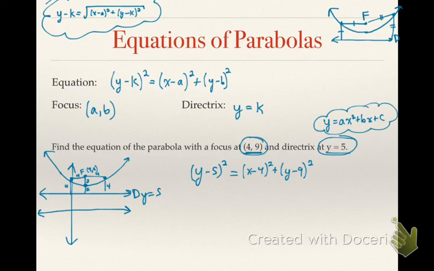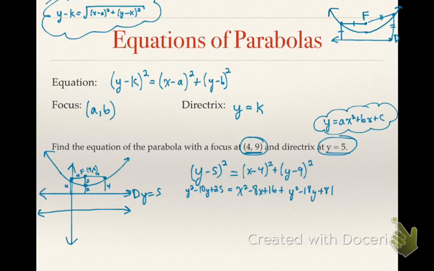Okay, so that involves a little bit of work, but not too bad of work, because we're just squaring a bunch of binomials, and then we're going to combine like terms to get y by itself. So squaring this y minus 5, I get y squared minus 10y plus 25 equals, square the x minus 4, I get x squared minus 8x plus 16 plus square the y minus 9, I get y squared minus 18y plus 81.